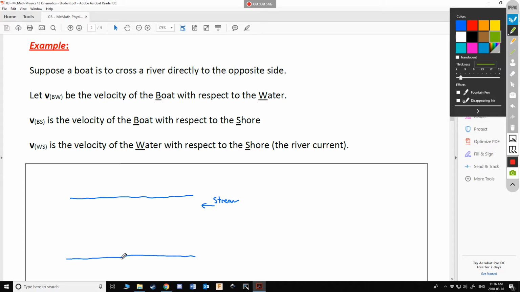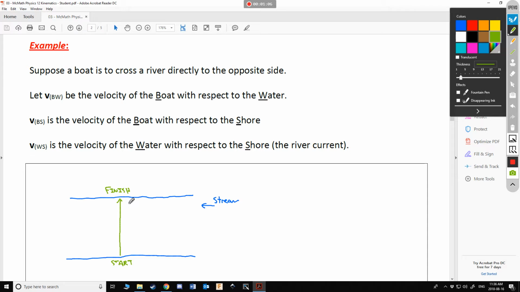So I'm going to draw my resultant vector first. My resultant vector is going to go directly across the river because that's where I'm going to go. I want to have some starting point and I want to end over here, my finish line. So how do I get from start to finish?